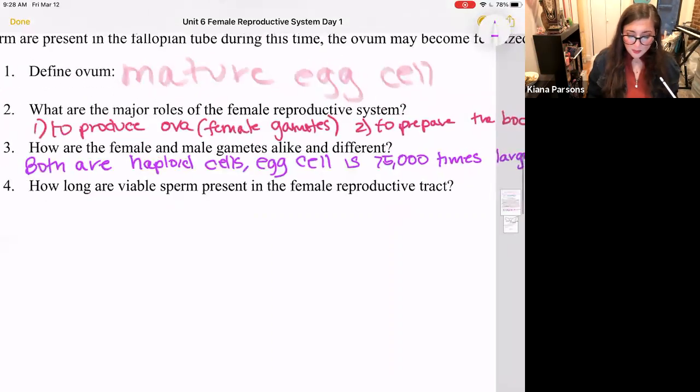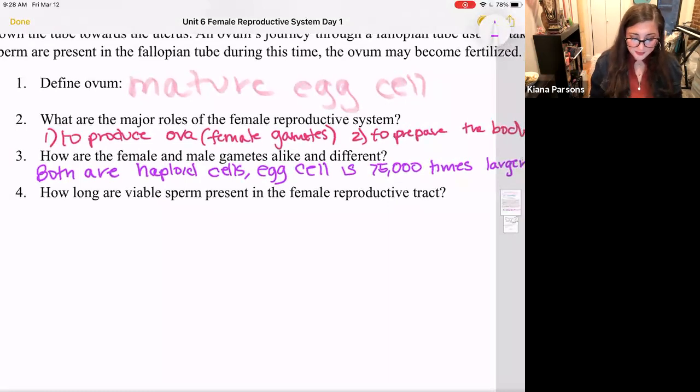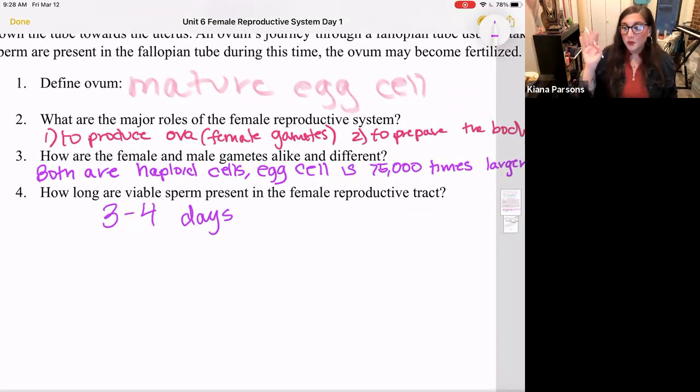How long are viable sperm present in the female reproductive tract? About 3 to 4 days. So this means, for your own purposes, because we're talking about human reproduction here, you ovulate during a period of about 3 days. So if you engage in unprotected sex anytime during that window, 3 to 4 days, the sperm cells could fertilize that egg on either side of that window, meaning there is about a 7 day window, like 3 to 4 days on either side, where you could result in an unintended pregnancy.